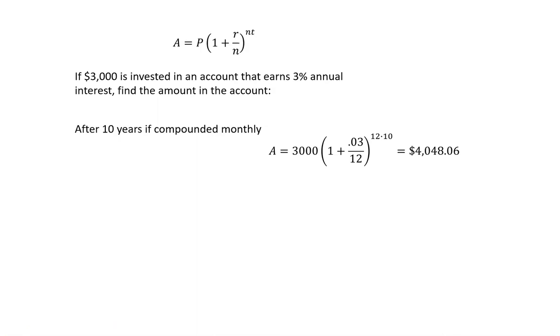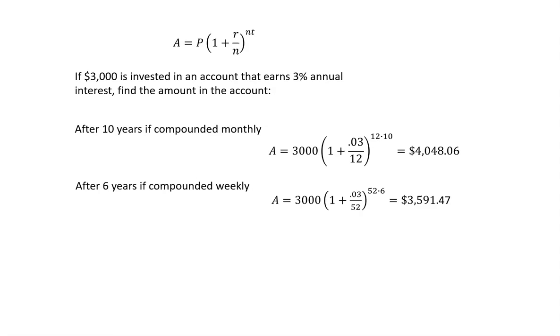So let's try another one. If $3,000 is invested at 3% annual interest rate, how much would be in the account after 6 years if it's compounded weekly? Pause the presentation, calculate the value, and then you can resume. 3,000 for weekly would be 52 times a year. And then for 6 years, we'd have times 6. So we'd have $3,591.47.